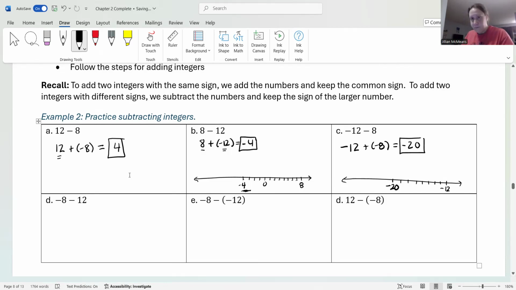Okay. Now let's look at the next one. So next up, we have -8 minus 12.